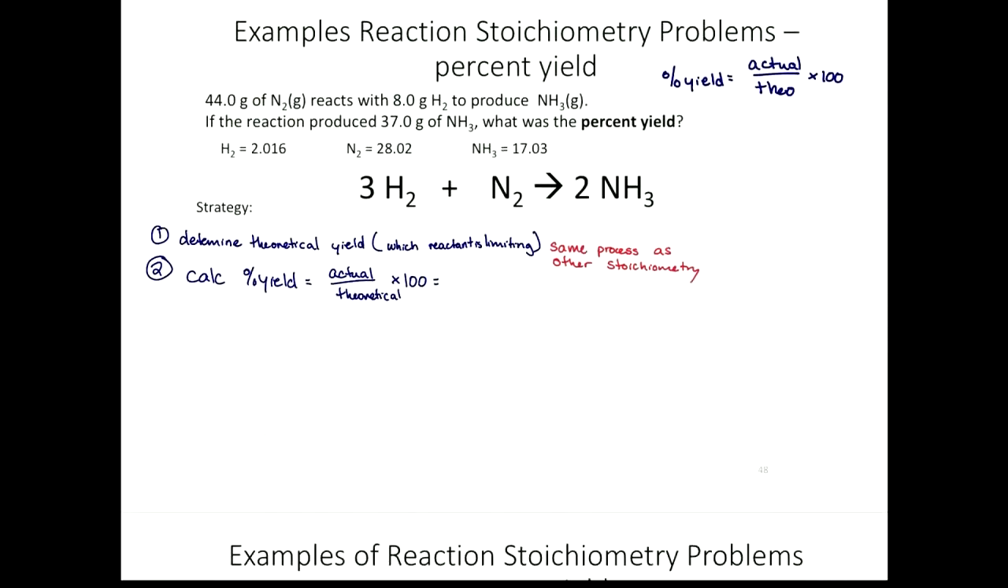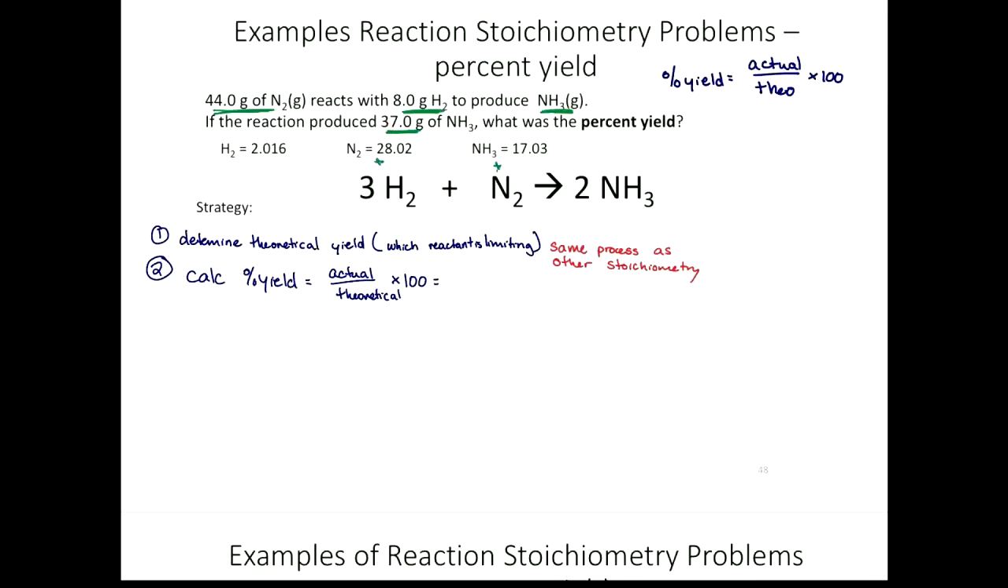So let's do a better question, or a more applicable question here. So let's say that we are reacting 44 grams of nitrogen with 8 grams of hydrogen to produce ammonia. So this reaction again, I tell you that this reaction only produced 37 grams of NH3. What's the percent yield? So I give you amounts of the starting materials.